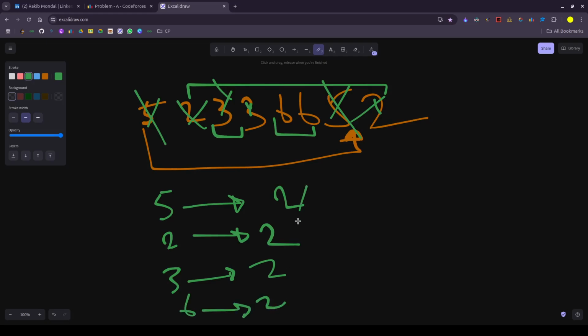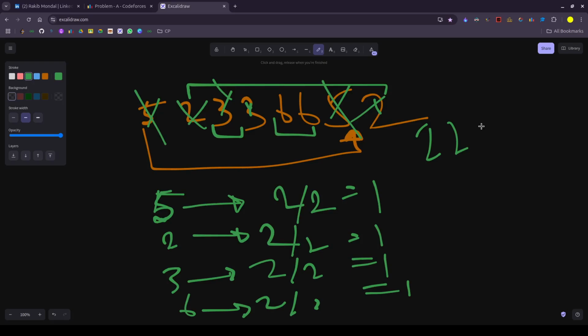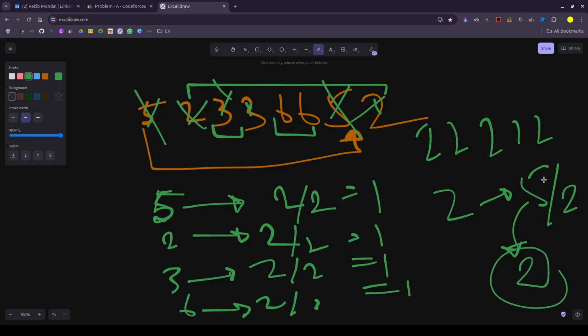We have to just divide the count of each particular value by 2. We will get 1 for each of them, so 2 divided by 2 is 1. In the previous case, if there are five 2s, the count is 5, we just have to divide 5 by 2. Then we get the integer division of 5 by 2, which is 2.